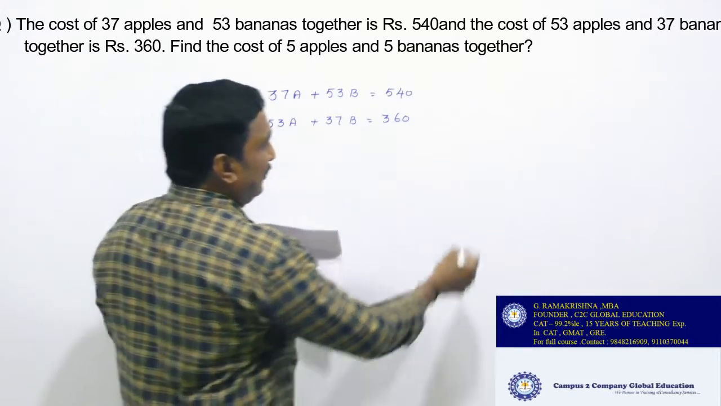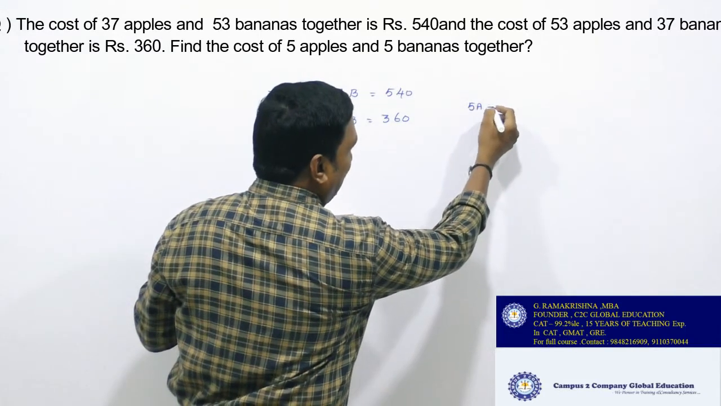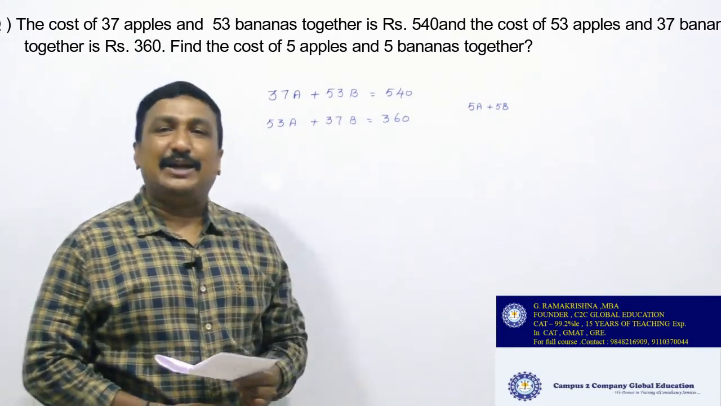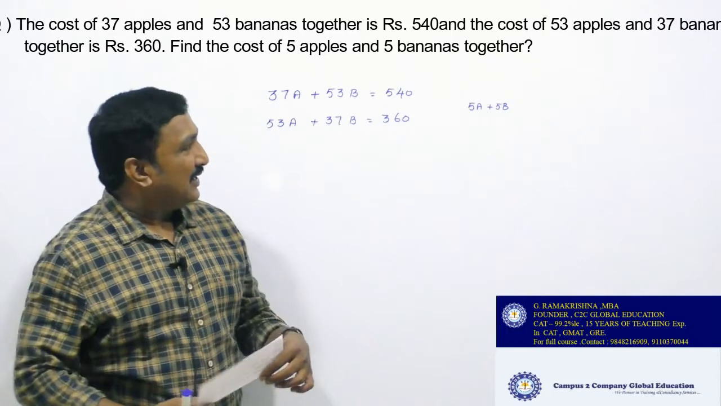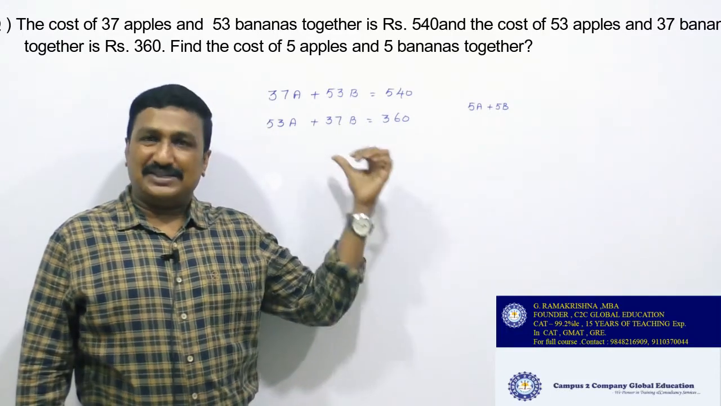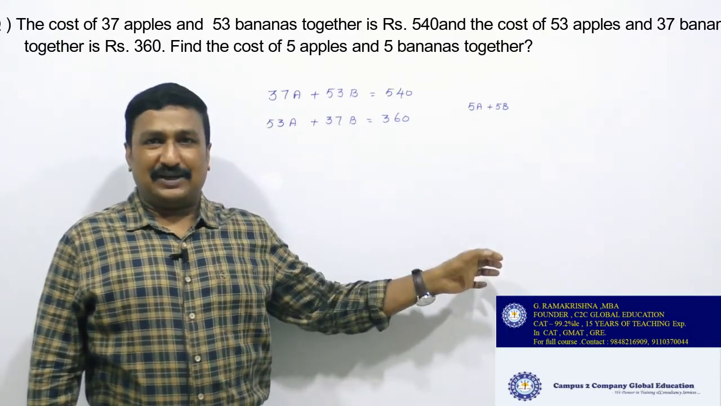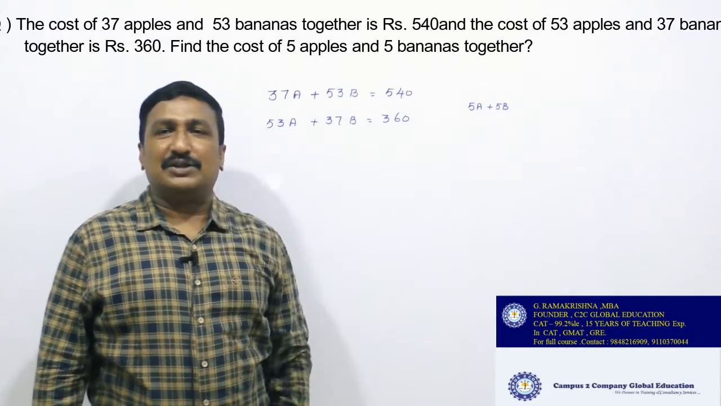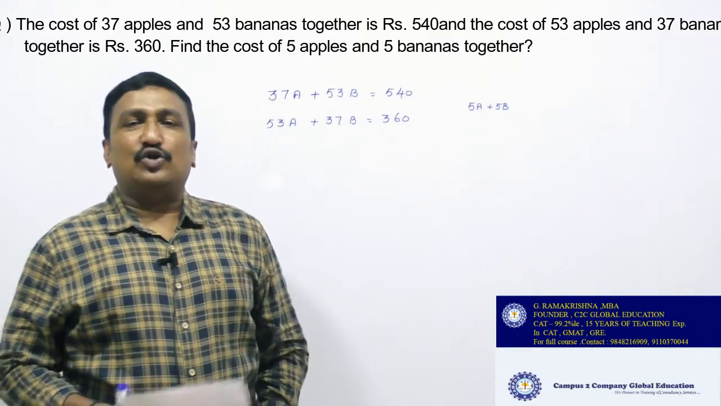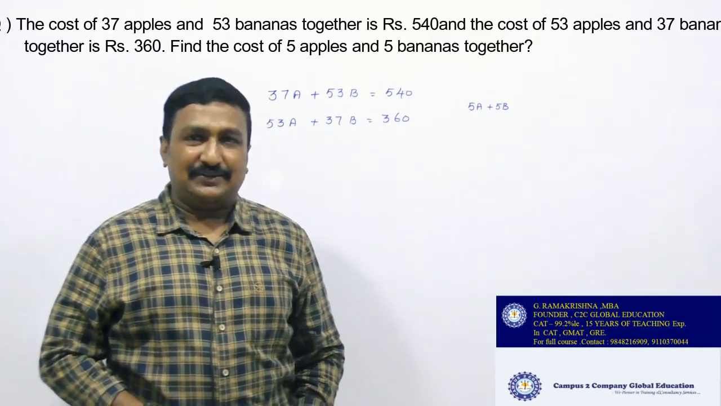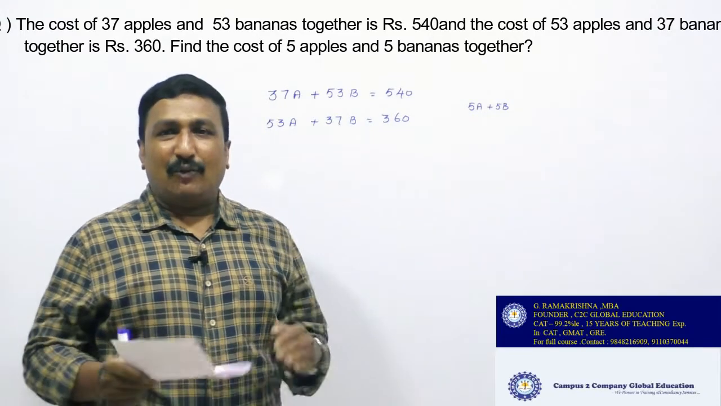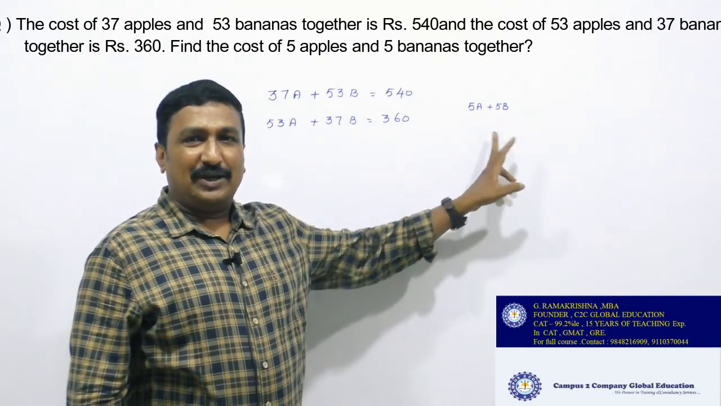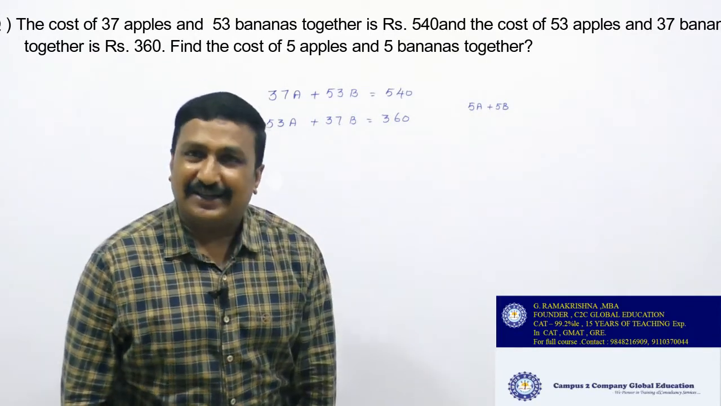Now we have to find out the cost of 5 apples and 5 bananas. Right friends, here 90% of students will calculate the cost of apples separately, the cost of bananas separately, then substitute the values to get the cost of 5 apples and 5 bananas. But you should not do it like that, we can do it directly. Whenever they are asking a combination value like 5a plus 5b, or a plus b, or a minus b, we can find it directly.